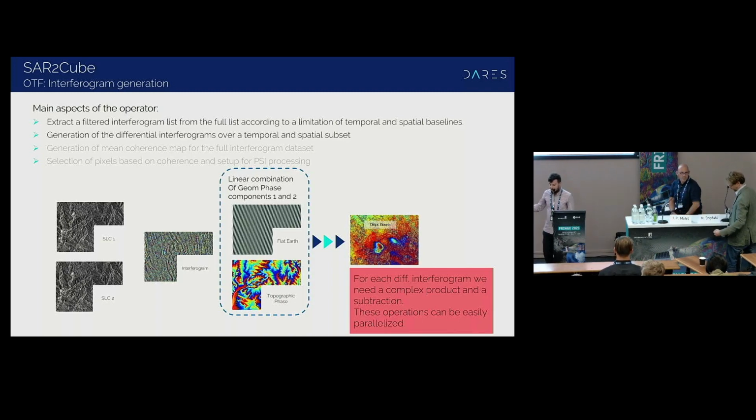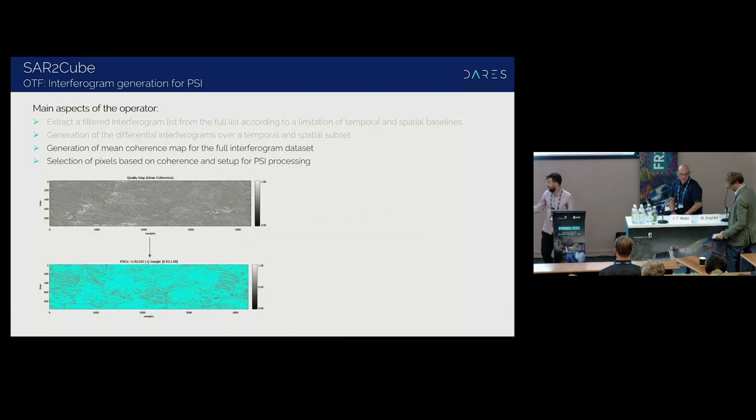And then we also generated the mean coherence map and selected pixels according to a threshold.